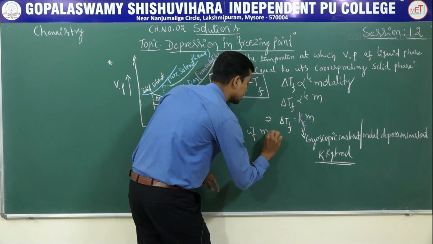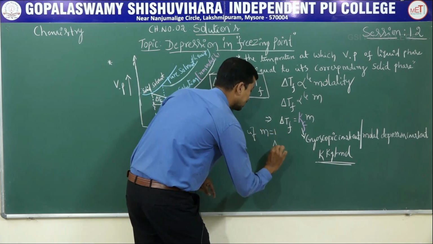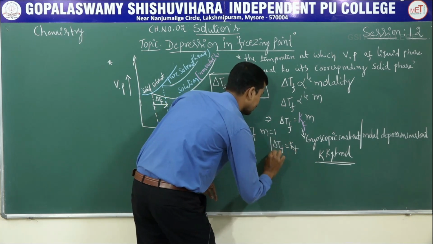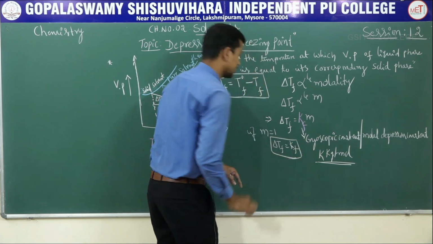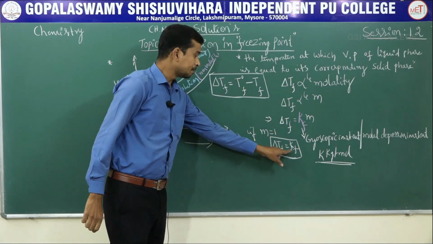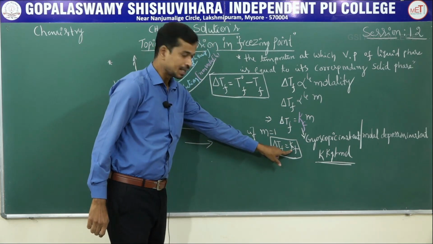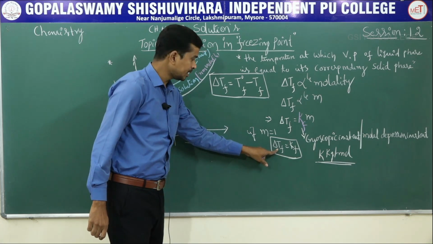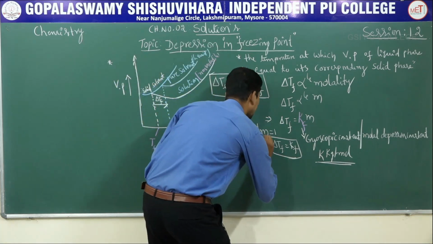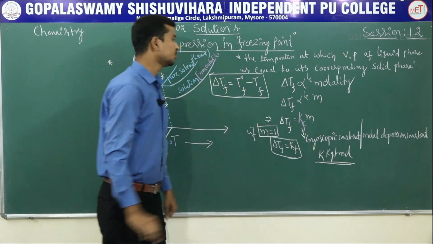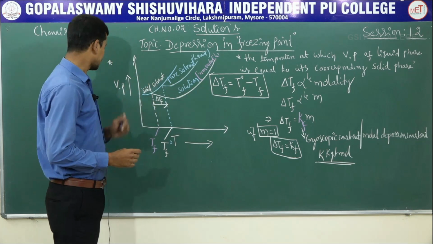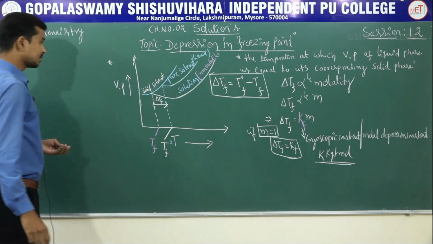Suppose the molality of the solution is equal to 1, then delta Tf is equal to Kf. The molar depression constant is equal to the depression in freezing point when the molality of the solution is unity. Clear? Next, move on to another concept.